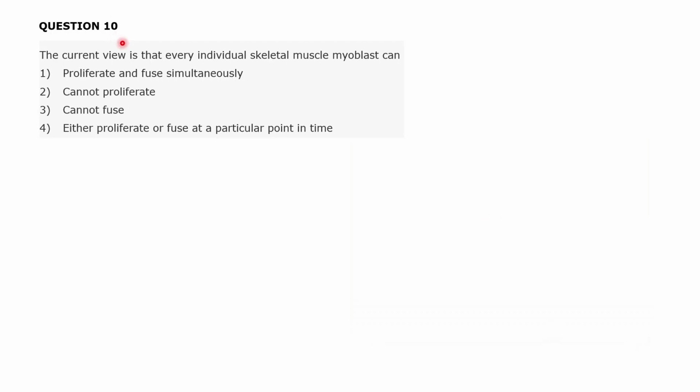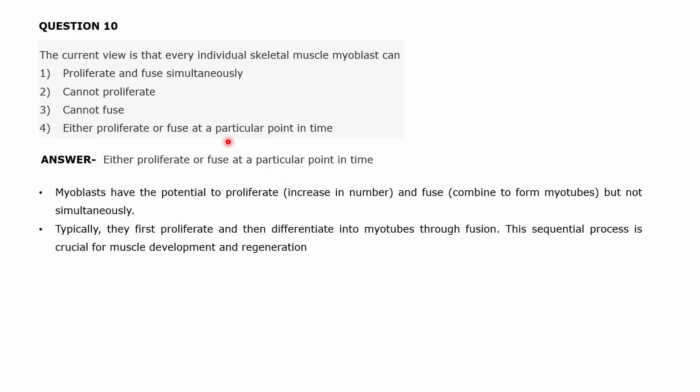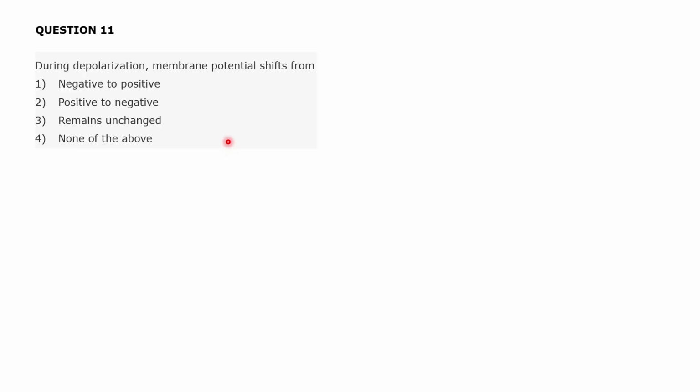The current view is that every individual skeletal muscle myoblast can either proliferate or fuse at a particular point in time, and it does not happen simultaneously. And I think that particular answer is clear. So does anyone have any doubt? Okay, so I think this is quite clear. So I will just move on to the next question.